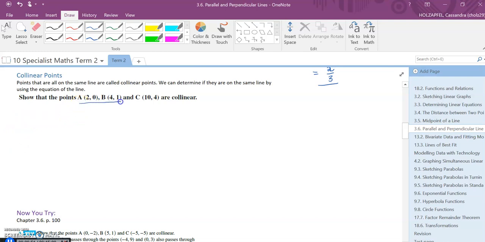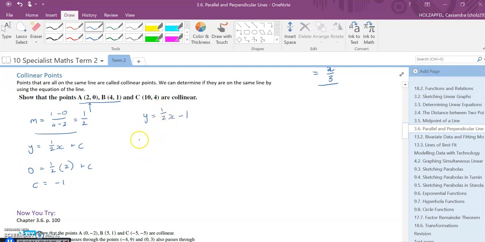So I'm just going to use A and B. So the gradient, let's do this really quick, is going to be equal to 1 take away 0 divided by 4 take away 2. So that's going to be equal to 1 over 2. So that's my gradient. The next thing I'm going to do is substitute some points in, because I know this is going to be a half x plus c. So I'm going to substitute in 2 and 0 to find my value for c. So 0 should be equal to a half of x plus c. So c must be equal to -1, because this here would be 1, and so if I move it over the other side, it will be -1. All right, so now I have an equation of the line, so 1/2 x minus 1.